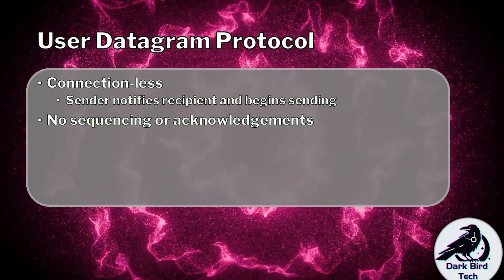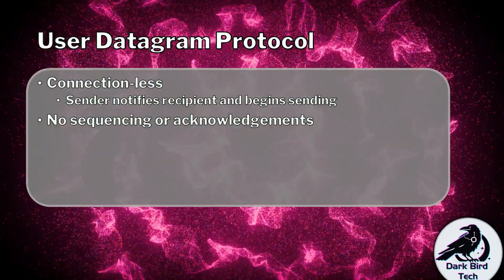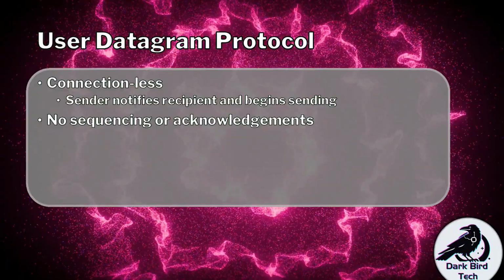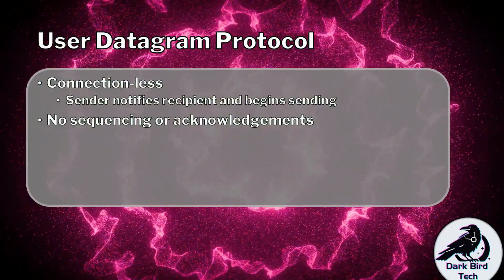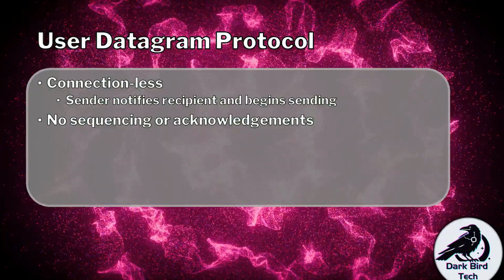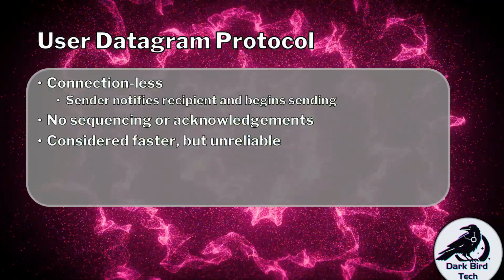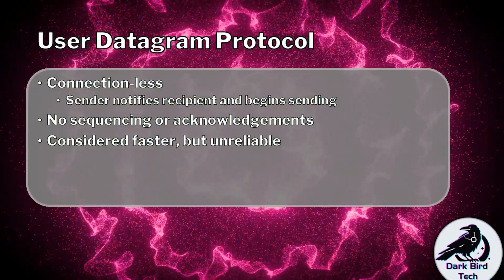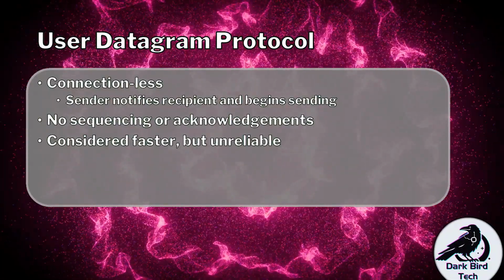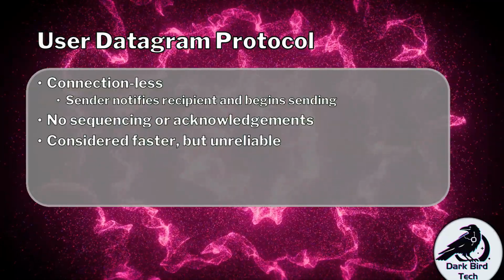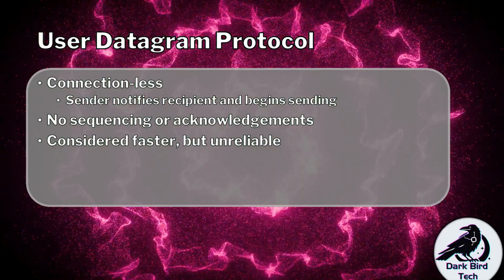UDP also doesn't bother with sequencing or acknowledgements. If it sends it, it sends it. If it gets there, fantastic. If it arrives corrupted, tough luck. That's how UDP works. Now, this does sound kind of unpleasant compared to what TCP does, but this does make UDP the faster of the two, but it is considered unreliable. It'll send the data, but if a piece goes missing, arrives out of order, or is corrupted, UDP is not going to do anything to fix the problem.